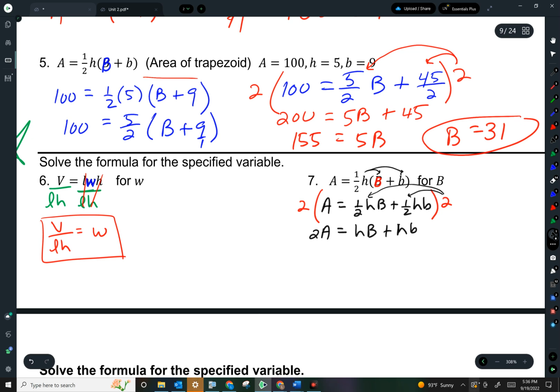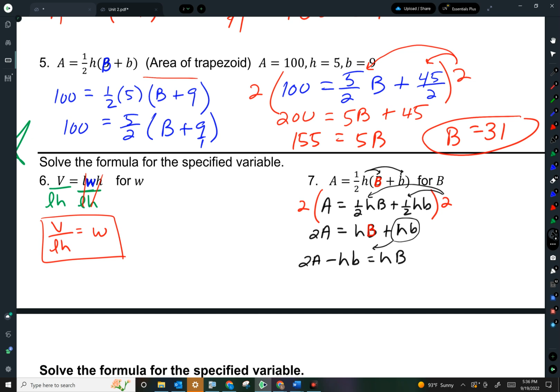Okay? Keep in mind, what are we trying to solve for? We're trying to solve for capital B. Okay, so when you're solving, remember, if there's something being added or subtracted, that's usually what you get rid of first. So notice this H little b is being added, so I'm going to start by subtracting that. So I actually have 2a minus whatever H little b is, and that equals H capital B.